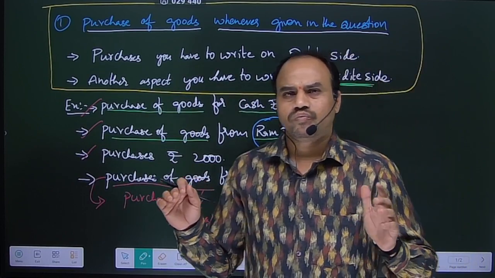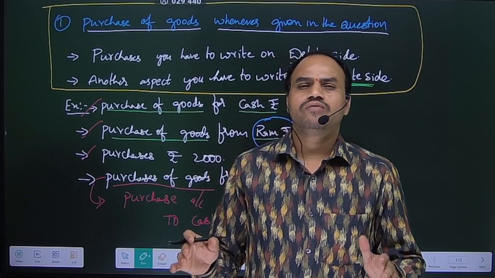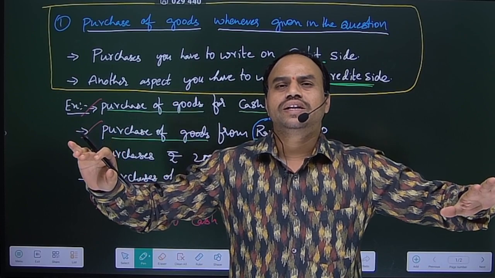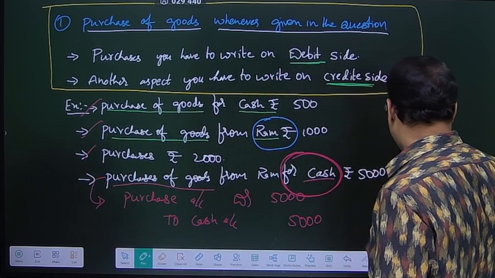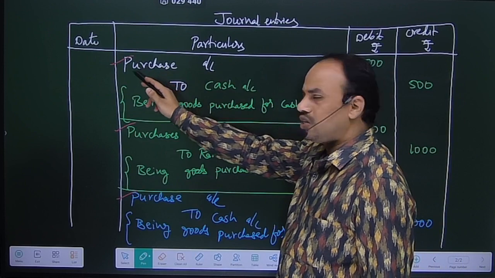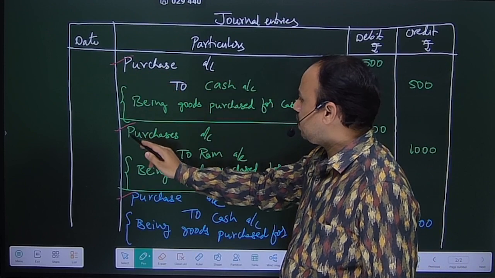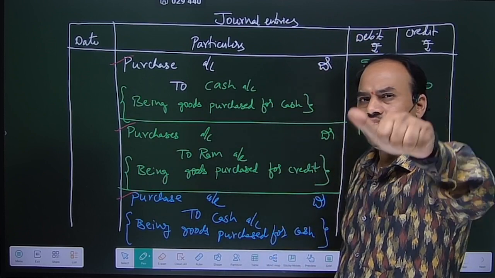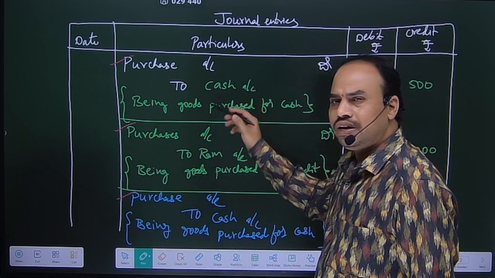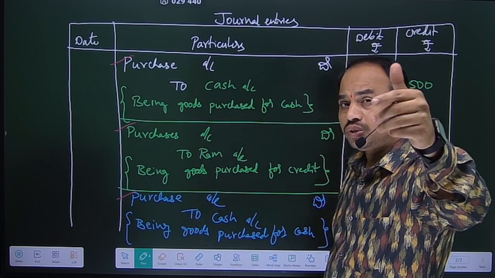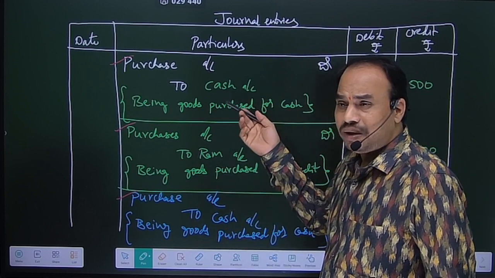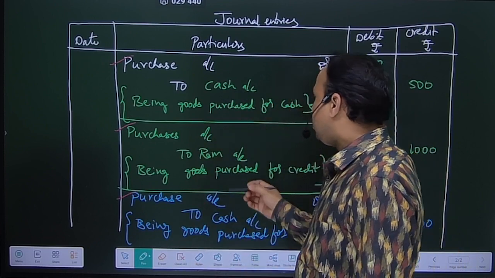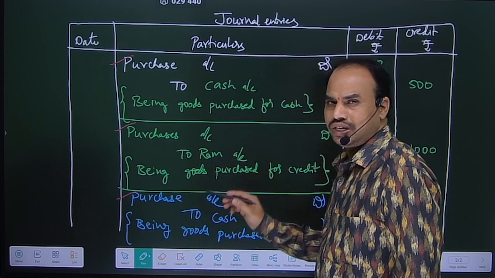Simple. Trick number one: whenever purchase of goods is given in the question, without thinking anything, you write purchases on the debit side. On the credit side only two aspects will come. You remember, if you purchase goods for cash, you write cash. If you purchased goods through cheque, then you write bank. Cash or bank, anything will come. Otherwise, if you purchased goods on credit, then you have to write the name of the person from whom you purchased.